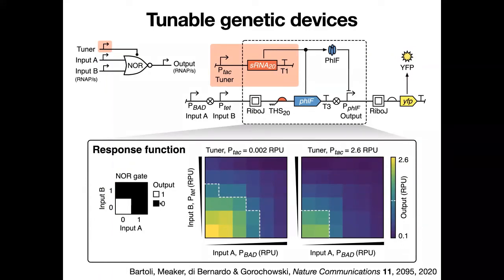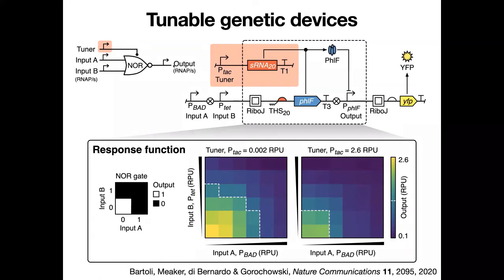Now, on its own, that might not seem that useful, but I think the real beauty of that kind of simple regulatory motif is that it can be really easily integrated into other genetic devices. And by doing so, it allows you to then tune key transition points in their response functions. So here you can see that we've included one of these tuning devices into a genetic NOR gate. And you're able to see in these results at the bottom how it enables us to shift the transition from an on to an off state, dependent on the strength of this tuning input.